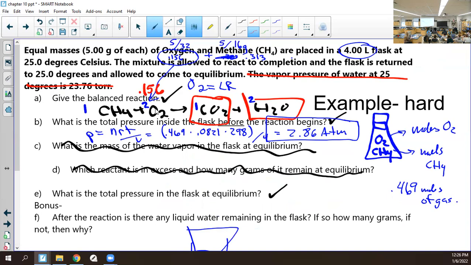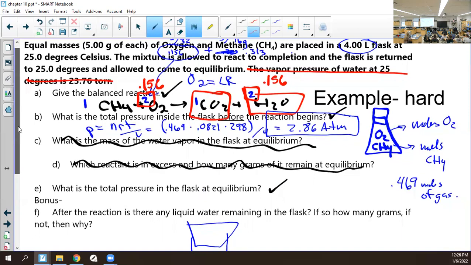Which means, do you see there's a 2 here? It means this is also 0.156. Explain that to your partner, why those are the same value. Okay. Because they have the same coefficient, which means their moles will always be the exact same.